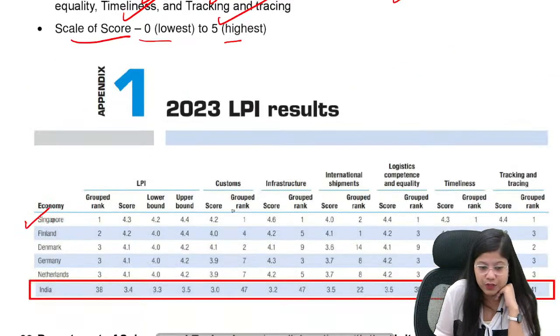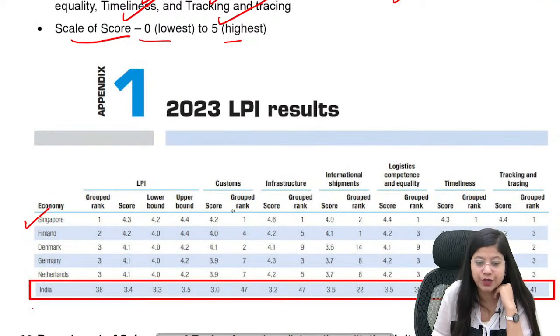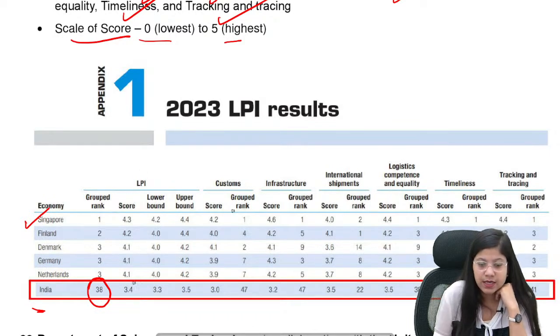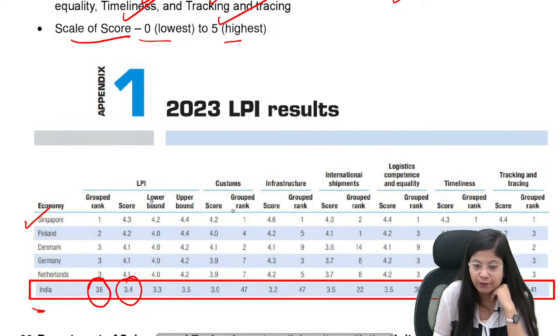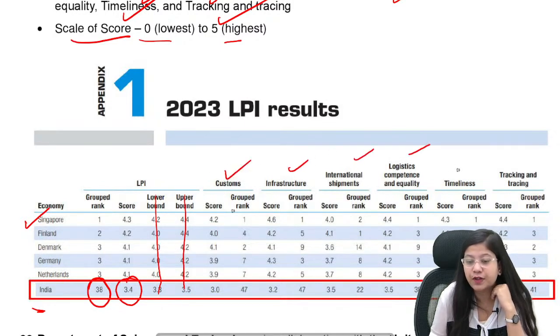Singapore is at the first position. Okay. Then we have Finland, Denmark, Germany, Netherlands, and here we have India at the 38th global rank. Okay. India's score is 3.4. This is something that you have to remember. Lower bound is not important, upper bound is not important. Then we have rankings based on the different parameters as well.